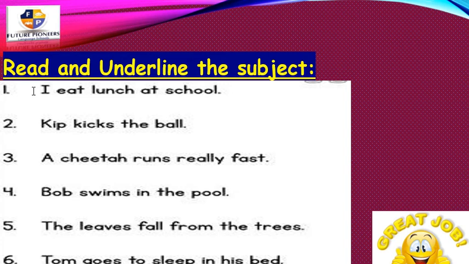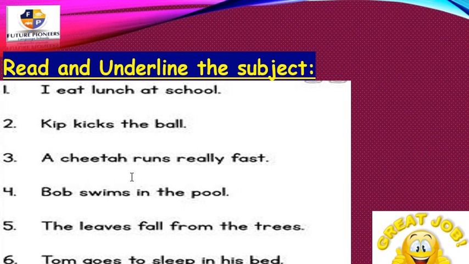So let's see here. I eat lunch at school. So, who eats lunch at school? Yes, it's I. And I here is at the very beginning of the sentence. So, I is the subject. Next one. Kep kicks the ball. Who is the doer of the action of kicking the ball? Kep. So, Kep here is the doer and is the subject.